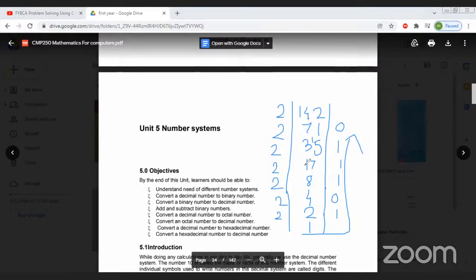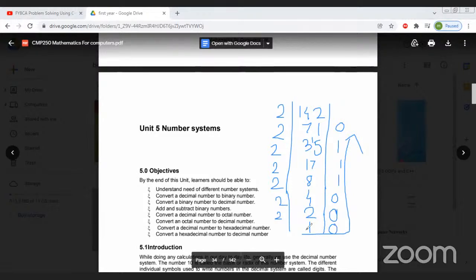Okay, 2 8s are 16, 1 carried over here. 2 4s are 8, 0 comes over here. 2 2s are 4. Why will 1 come over here? It will be 0, right? Because the remainder is 0. And then 2 ones are 2. So again 0 comes over here.